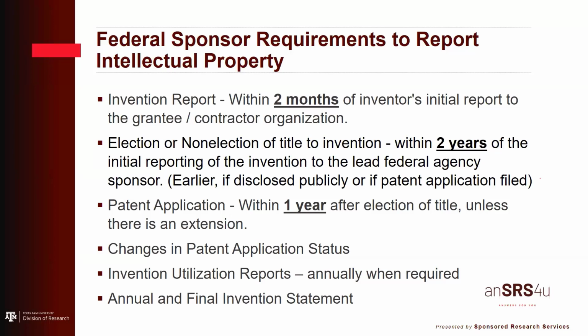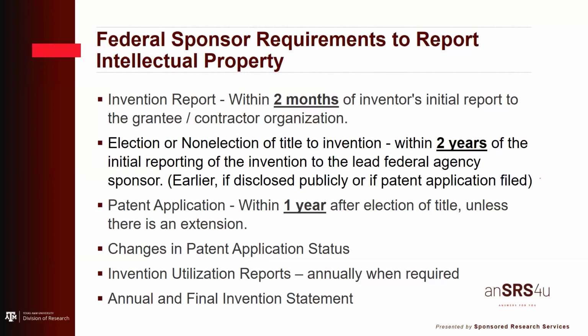And that simply means that we are declaring that, yes, we do want to take ownership of the invention like the Act allows us to do. Or we may say a non-election of title. We may say we're going to waive our right back to the government, and then the government can own the invention instead.